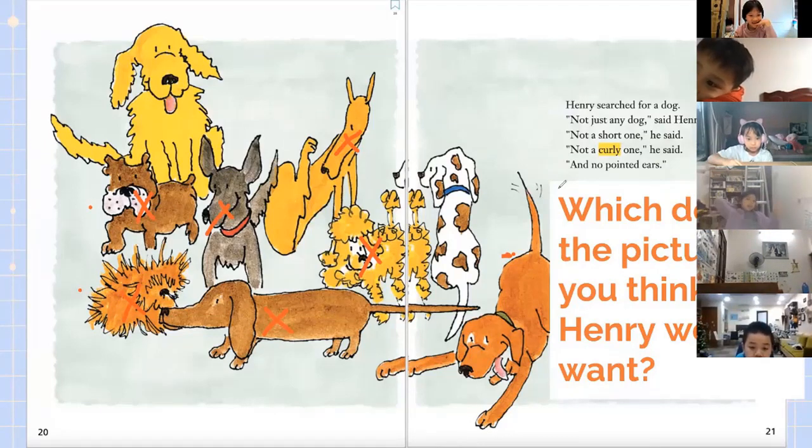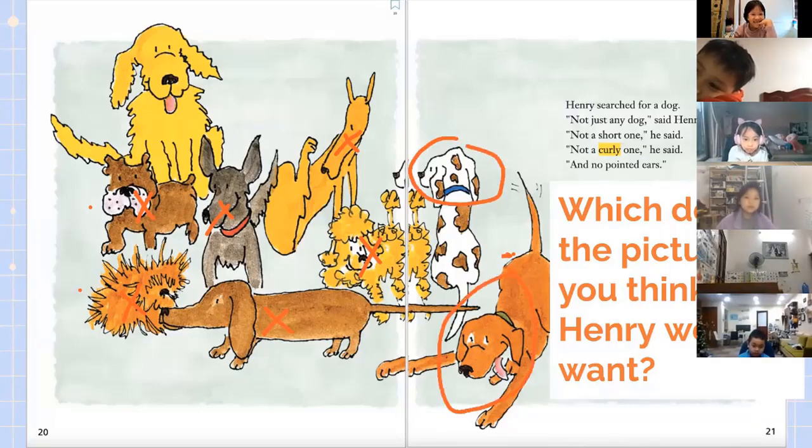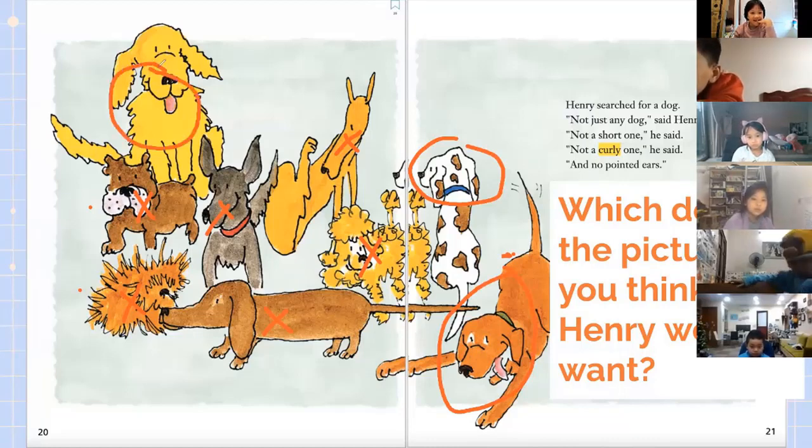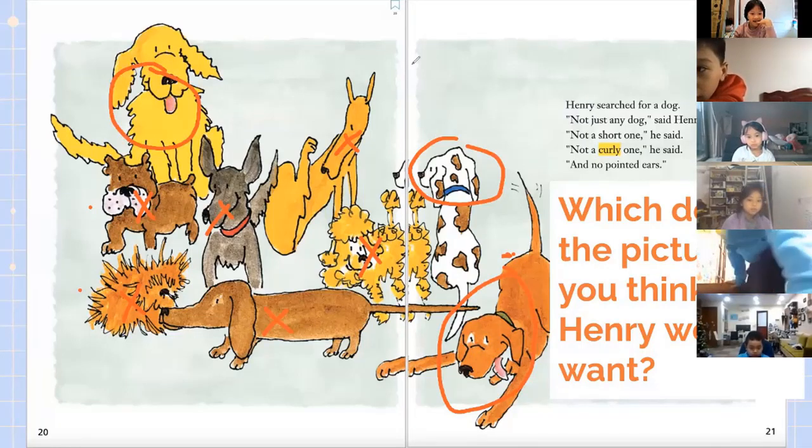Henry doesn't want any ones that are short. He doesn't want any ones that are curly, that have twists in their hairs, and no pointed ears, none with pointed ears. So maybe he would want this dog over here with the spots, or this one down here that looks very playful, or this big one that has the floppy ears. We'll find out and see which type of dog Henry wants.